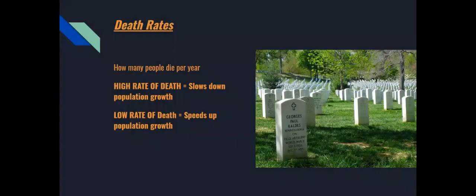Similarly, death rates are how many people die per year. If you have a high death rate, if you have a lot of people dying, your population growth is going to be lower. If there's not as many people dying, your population growth will actually increase. And now these two factors are very prominent when it comes to the differences between developed countries like the United States and other countries that are less developed or still developing. Countries that are still developing might have less access to healthcare, medicine, and other resources like food, so they're going to have higher rates of death.